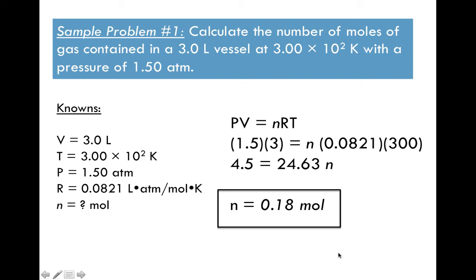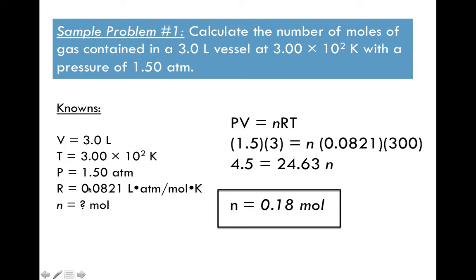The first sample problem: calculate the number of moles of a gas contained in a 3-liter vessel at 3 times 10 to the second Kelvin with a pressure of 1.5 atm. Again, I'm writing all my knowns down, and notice with the ideal gas law, there is no first, second pressure, volume, or anything. So I have my volume, my temperature, my pressure. Now notice R is never mentioned in the problem. You have to know that R has to go there.